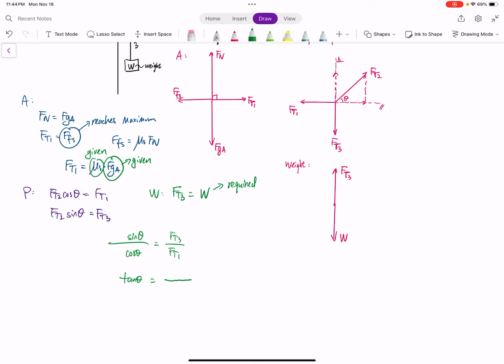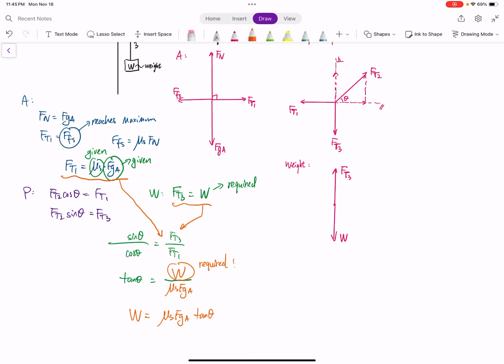But let's try to make some substitution here. So FT3 equal to W, so we substitute here. And FT1 is mu s Fga, which we substitute also into the equation. So tangent theta equals W over mu s Fga. And remember, W is the required one. So let's rearrange the equation. W equals mu s Fga tangent theta.